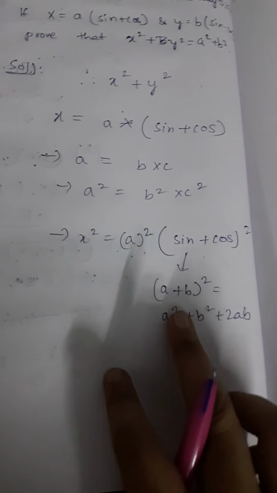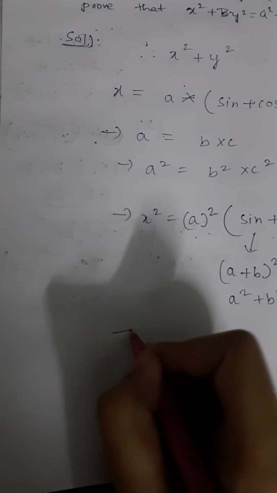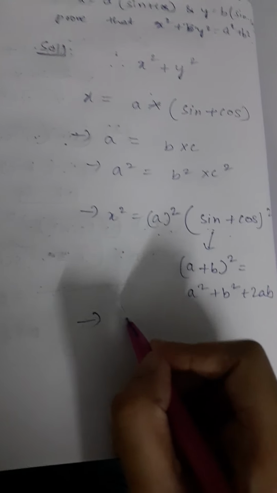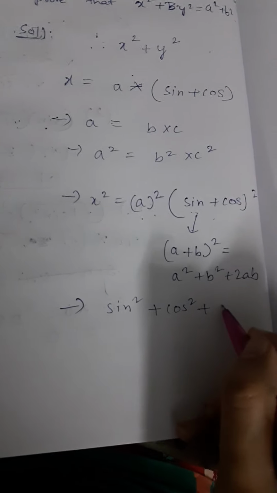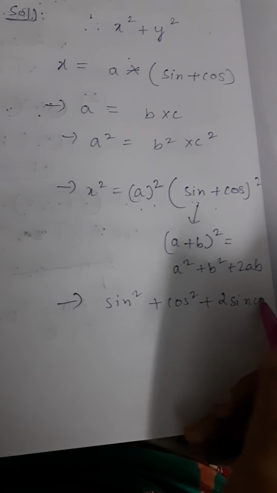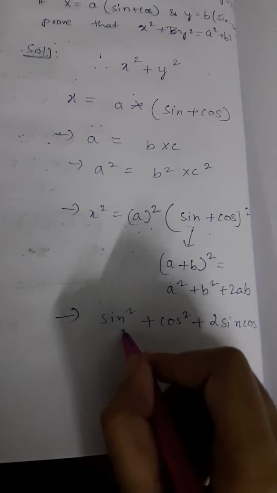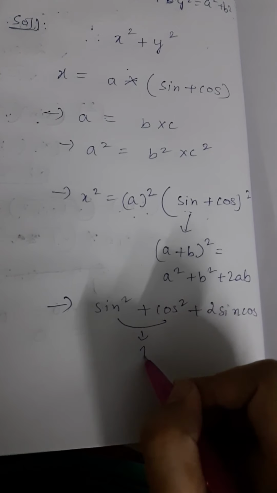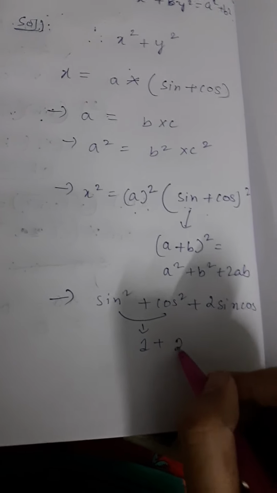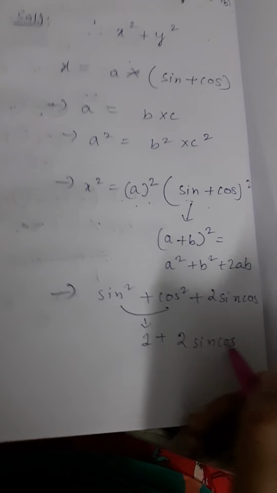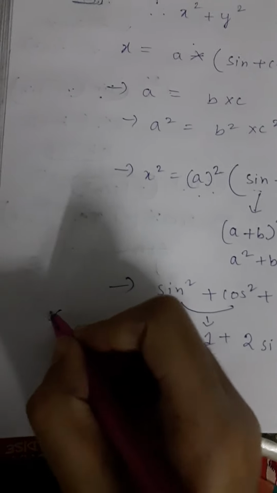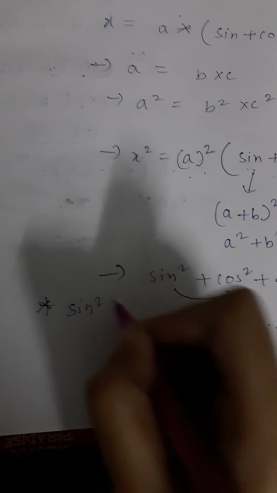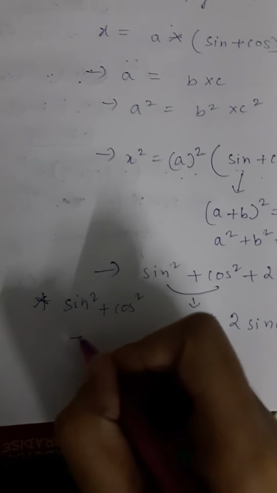So we are going to apply the same thing here, that it is sin squared plus cos squared plus 2 sin cos. There is a rule in mathematics that sin squared plus cos squared equals 1. So it is 1 plus 2 sin cos. Here we know that sin squared plus cos squared equals 1, right?